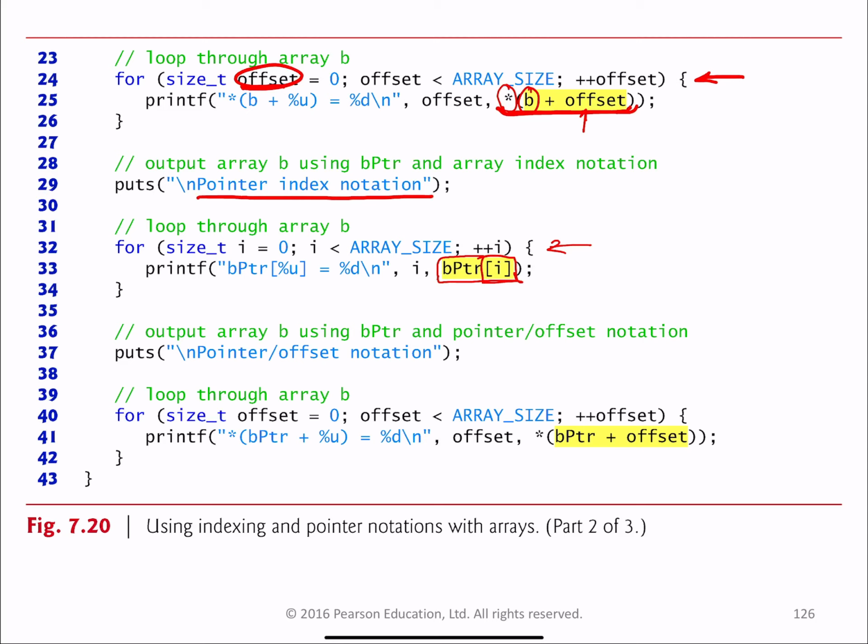And finally, the 4th option. This is again where we use this offset notation, but over here we are using the pointer name, b pointer, plus the offset, and then putting a parenthesis around that and applying the pointer operator again, dereferencing that address.